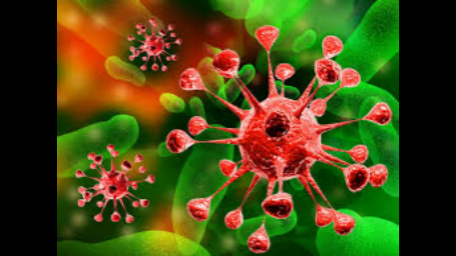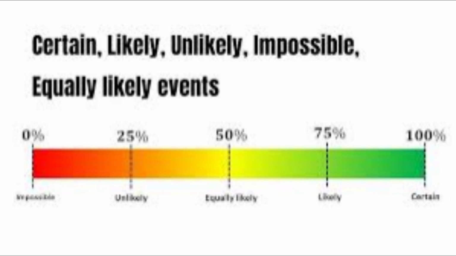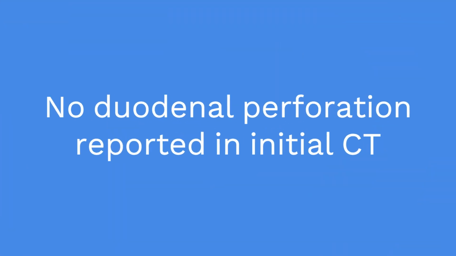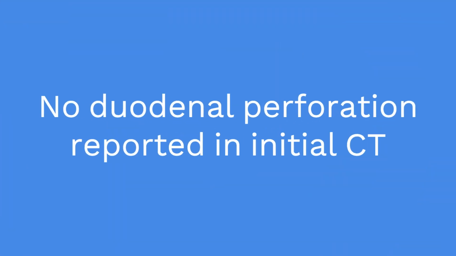Why did the ICU team suspect duodenal perforation? Since we were not able to find the obvious cause of tachycardia, infection was suspected as the most likely reason. Again, the next question was, if it is infection, what is the source? We were not suspecting post-operative infection, so this possibility was ruled out. We considered duodenal perforation the most likely possibility because of the nature of injury near the pancreas. But the initial CT abdomen didn't report any duodenal perforation.